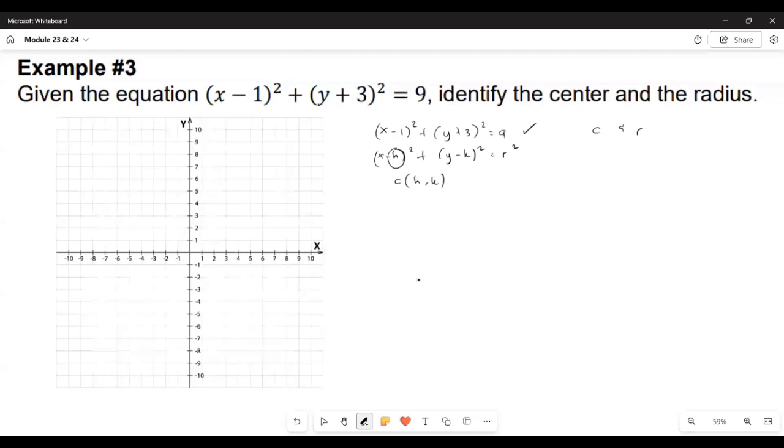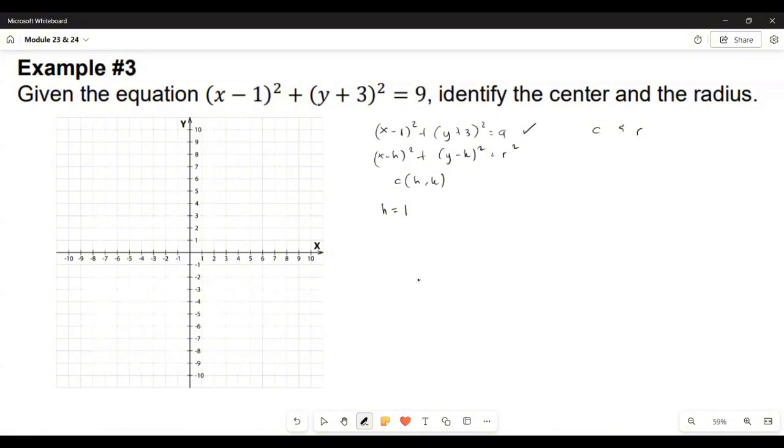For h, tingnan natin, 1 ang ating h. Okay? So 1 yung gagamitin natin. Since negative yung nasa formula natin ng standard form ng equation, i-assume lang natin yung 1 na positive.